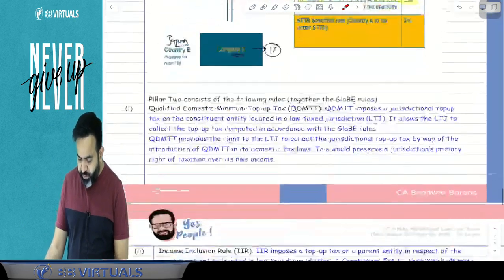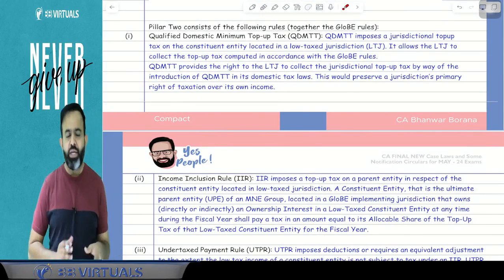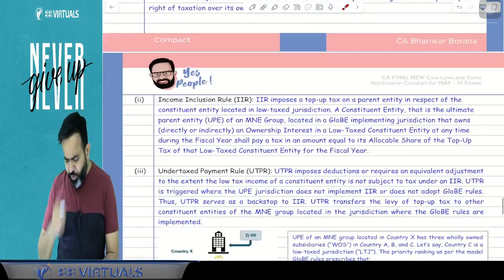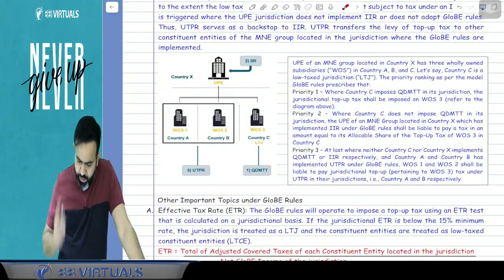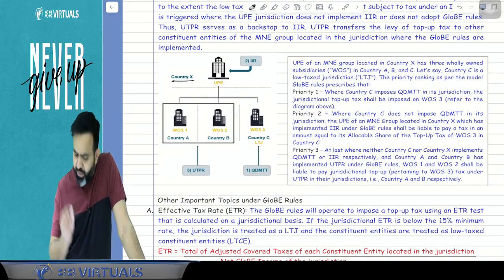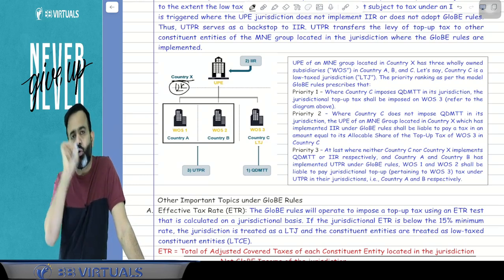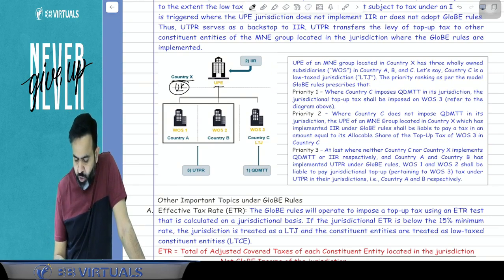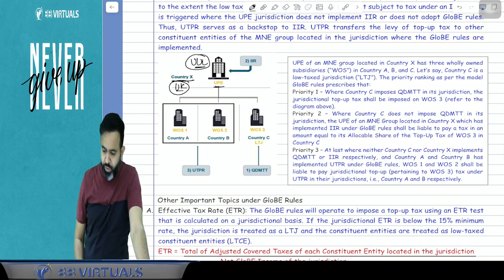Now, guys, we are going to start with one very interesting point. That is, Pillar 2 consists of the following rules, that is the GloBE rule. Now, guys, in the GloBE rule, I can take one example and from the example try to understand. Suppose, for example, there is a country X. Instead of country X, I am just taking the example of the UK. Now, guys, in the UK there is a parent entity, UPE, meaning ultimate parent entity. In the UK there is a company, that is UUL, UK Unilever Limited. Unilever Limited is from the UK.